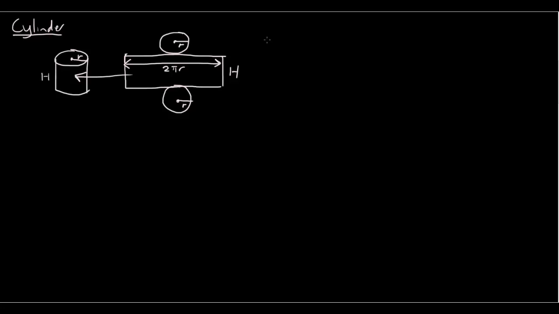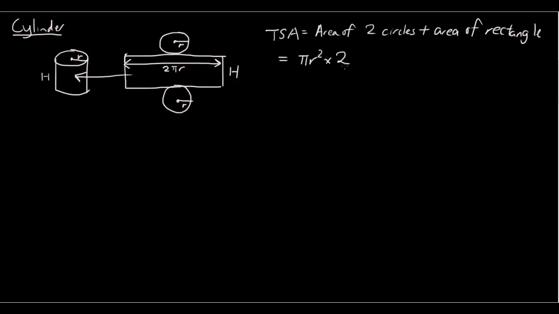So the TSA is therefore equal to the area of the 2 circles plus the area of the rectangle. The area of the 2 circles is pi r squared times 2, right, because there's 2 of them, plus the area of the rectangle is 2 pi r times h, right, length times width for a rectangle. So that formula written in the short form will be 2 pi r squared plus 2 pi r h.